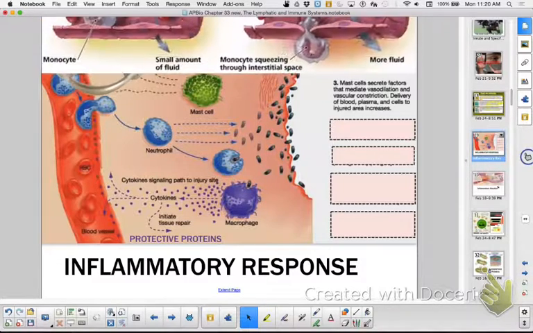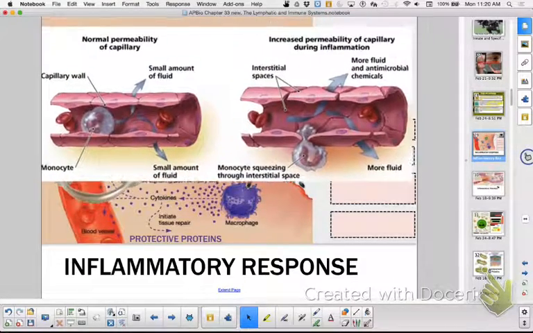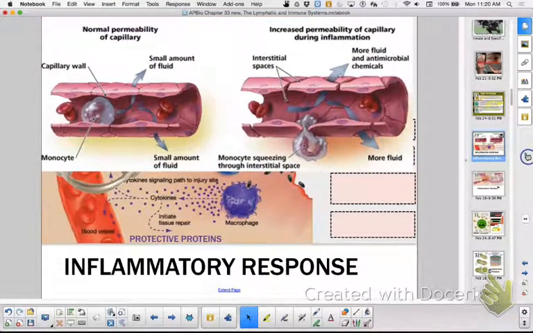Now, I've talked about it already, so whose turn is it, blue or slate? Go blue. Talk about what histamine does, blue. Own it. This is a key chapter. Own this.